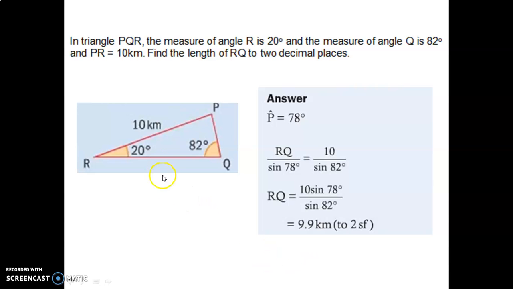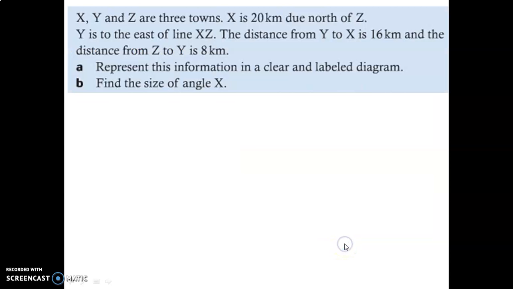Okay, so there's the diagram. This one was an angle, angle, side triangle, therefore sine rule. And notice we need to begin by finding angle P, and then sine rule applied, and you get the answer. All right, how about this one?